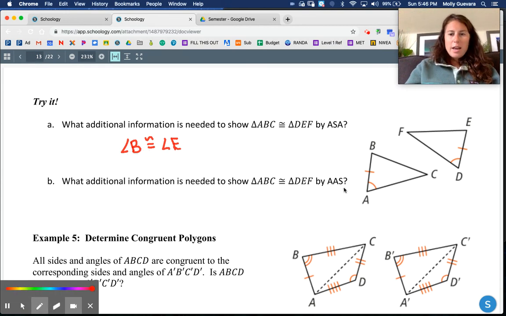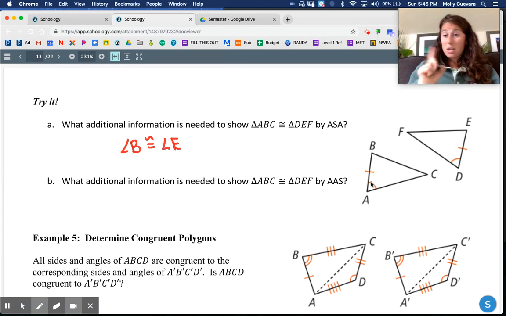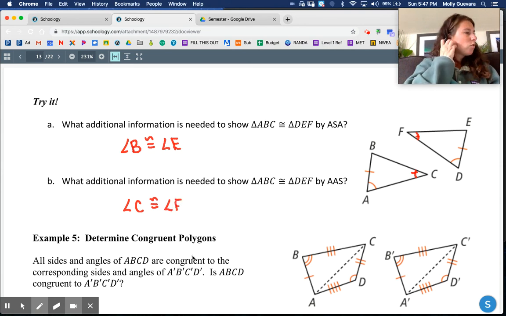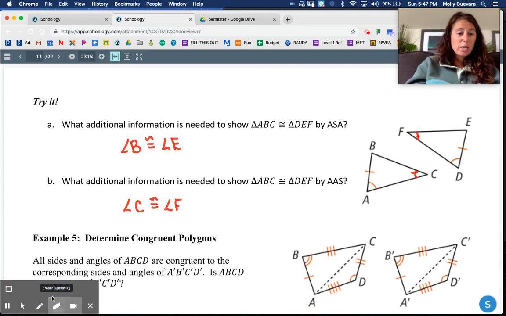Okay, now for angle, angle, side, now I need to know two angles, but not the side between them. So here is going to be C, right? That gives me angle, angle, side, and F. Angle, angle, side. Wow, I totally blanked for a second, sorry. So I need to know here that C is congruent to F. So hopefully that's not too mind-blowing here, just figuring out what additional information we will need.